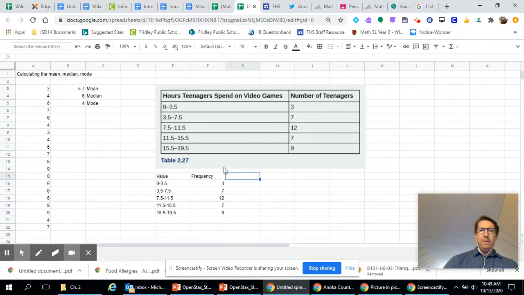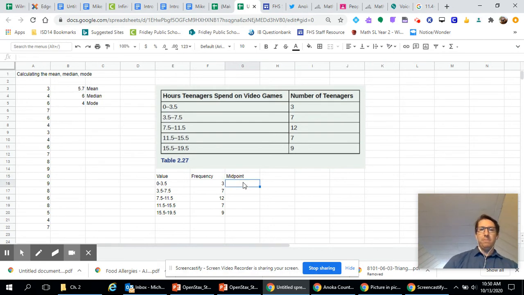Down here, we have hours teenagers spend on video games and number of teenagers. So we have a frequency table, because this is the frequency, and we have a range of values over here. So to find the mean and median for this, well, we can see the mode, the most common, is right here between 7.5 and 11.5. But it's kind of hard when we have a range of values. So to do this, what we're going to do is find the midpoint.